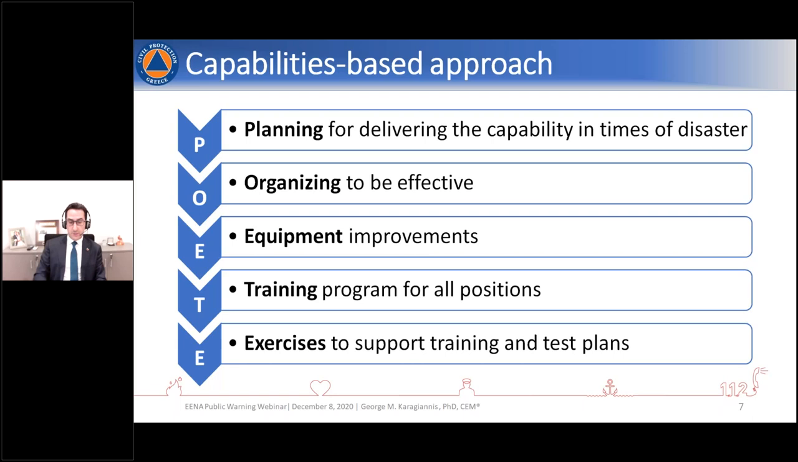Based on these assumptions and constraints, the POETI model was used as a framework for building and sustaining the warning capabilities of GRI PAWS. POETI is a model that divides capabilities into meaningful and broad categories of activity required to build and sustain disaster response capabilities. In this case, this entailed developing plans and procedures for delivering the capability in times of disaster, building an organization supported by leadership, providing equipment, supplies, and systems compliant with standards, building a training program for all positions, and providing opportunities for continuous improvement via exercises and lessons learned from actual incidents.